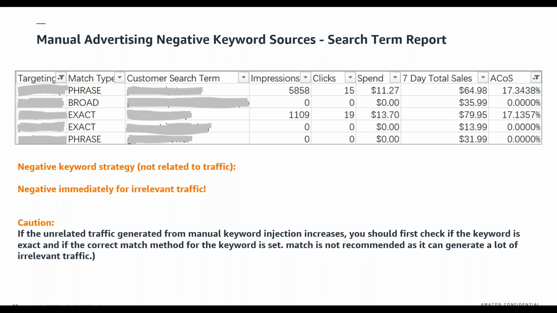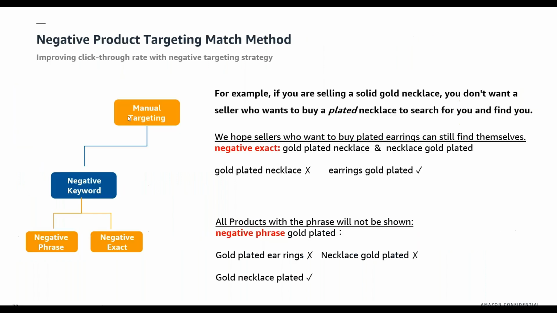So if you see that overall here, if, for example, you need to check if the keyword is exact to you, and if the correct match method for the keyword is set, right? So we can take a look essentially, in terms of phrase, in terms of exact. We essentially need to start finding what are some of the keywords that are not working for us, and we insert it into essentially the different ad groups.